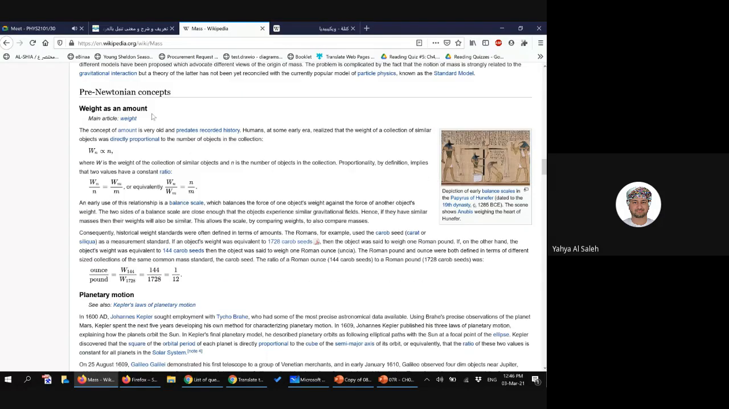The Wikipedia article has an interesting introduction on pre-Newtonian concepts. Before Newton, before we knew it was resistance to motion, or how much force causes how much acceleration, weight was an amount.